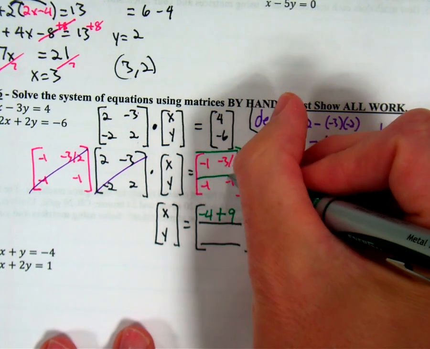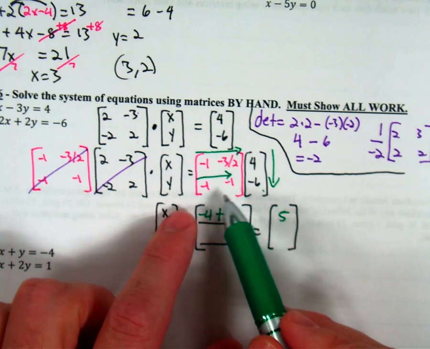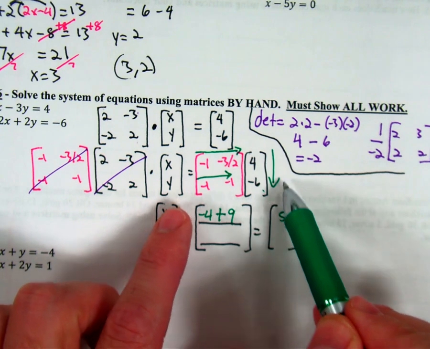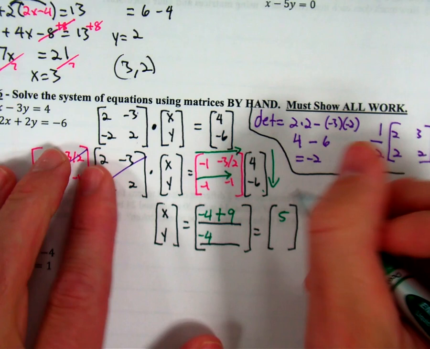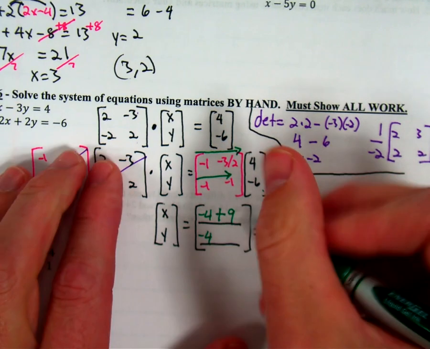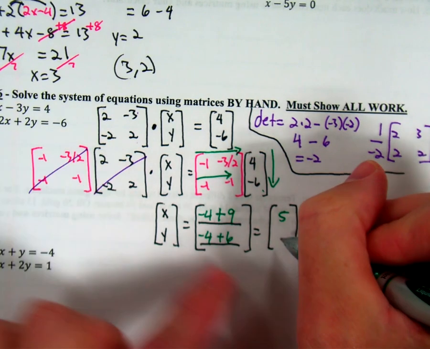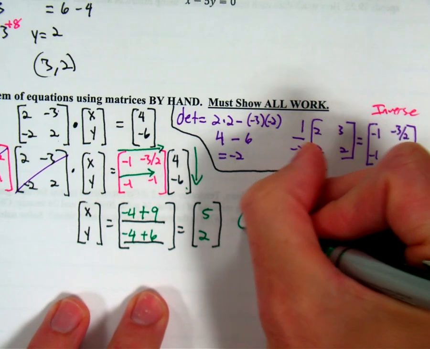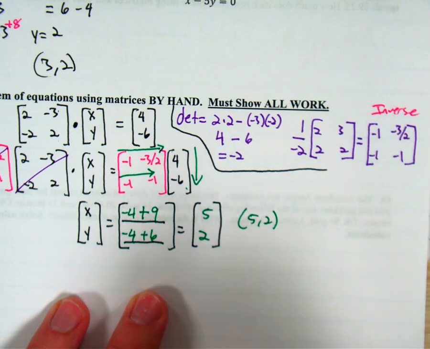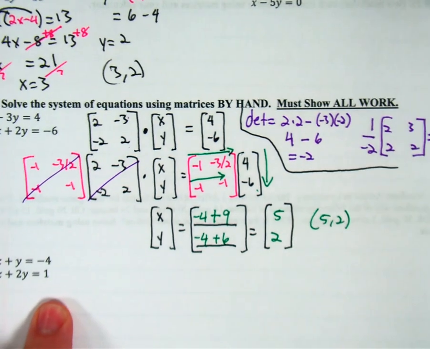And then we do row times column again. This time it's the bottom row times the column. Negative 1 times 4 is going to be negative 4. Negative 1 times negative 6 is a plus 6 for a 2. So we have 5, 2. Okay, a lot of work there.